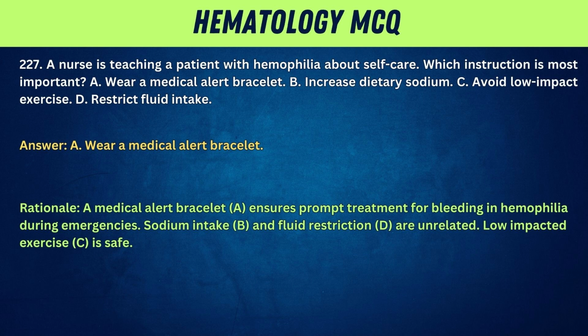227. A nurse is teaching a patient with hemophilia about self-care. Which instruction is most important? A. Wear a medical alert bracelet. B. Increase dietary sodium. C. Avoid low-impact exercise. D. Restrict fluid intake. Answer: A. Wear a medical alert bracelet. Rationale: A medical alert bracelet, A, ensures prompt treatment for bleeding and hemophilia during emergencies. Sodium intake, B, and fluid restriction, D, are unrelated.